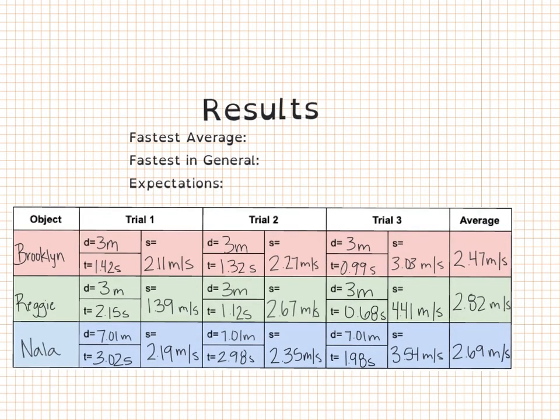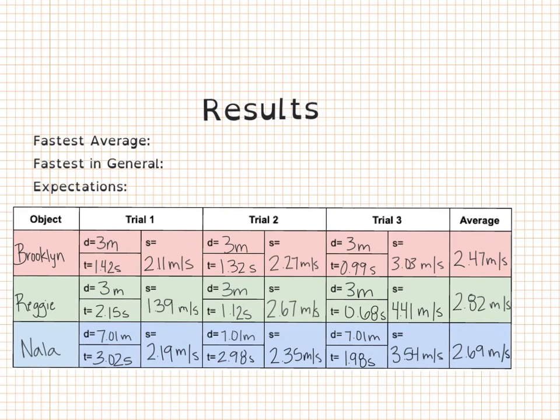Here they are, with a couple things for us to think about as we go. So on average, looking at my averages, that's my highlighter, right? Yep. On average, here's our averages. Brooklyn is the fastest, followed by Nala, and then Reggie. I can't say there's any surprises here. Reggie is highly motivated by food and not much else. So, fastest average is Brooklyn.